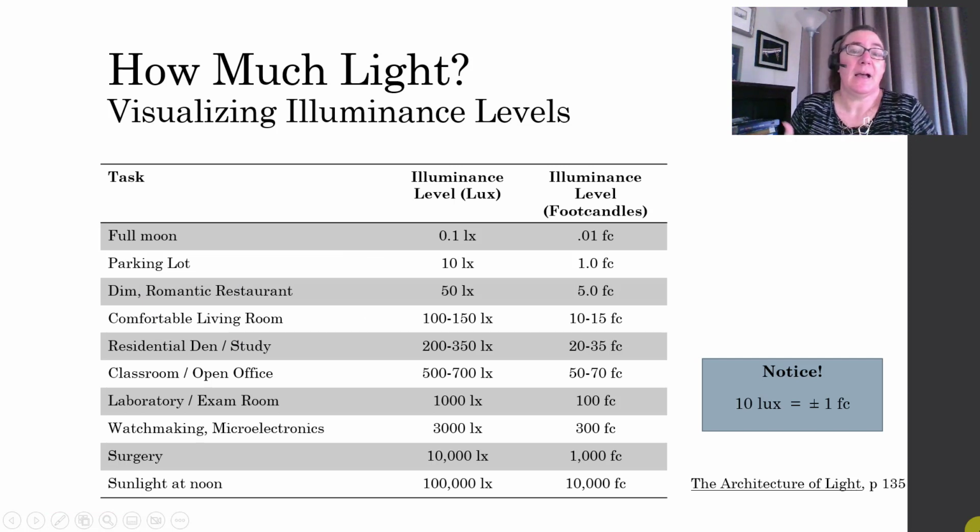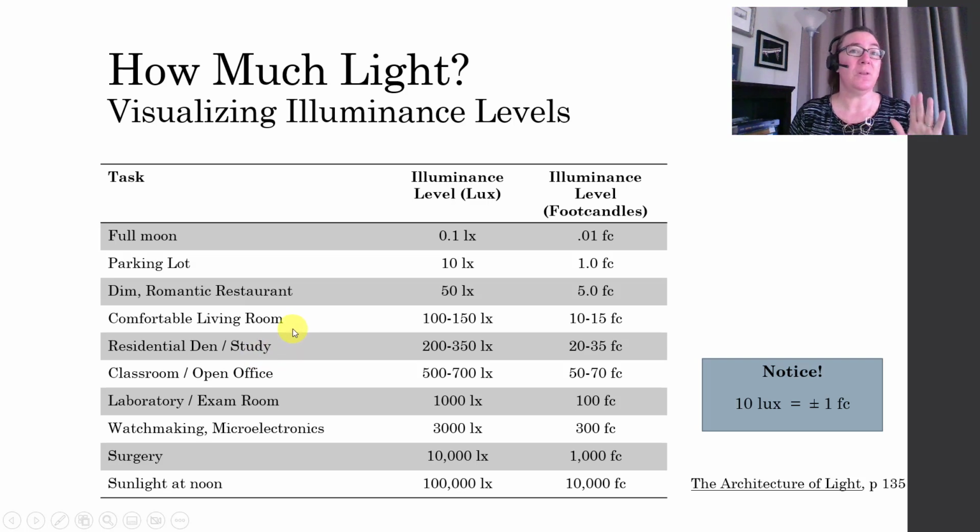So a beginning lighting designer might do all their calculations and find out, okay, I've got 20 foot candles in this area, but what does that really mean? How much light is that? Here is a good way to visualize different illuminance levels. Right? Take a look at the right-hand column here with the illuminance levels in foot candles. And you can see that if we were at 20 foot candles, it would feel similar to being in a residential den or a study.